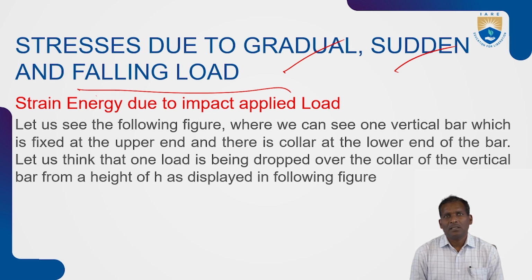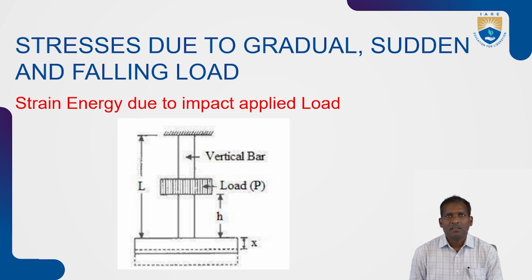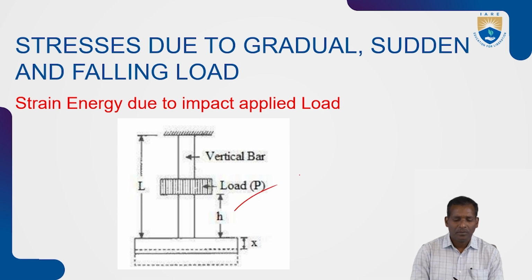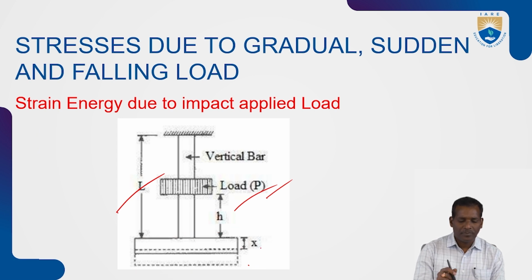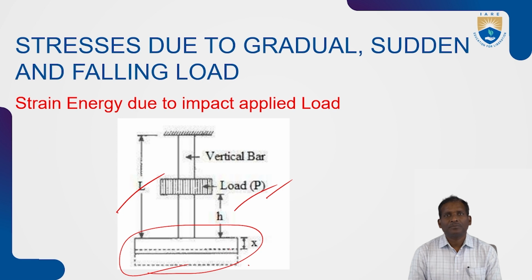So let us see the following figure. In this, the vertical bar supports a load at height h. The length of the bar is L, and whenever this load is released suddenly, there is an impact. So what is the impact of this load on the body? That is deformation. So how much is it deformed?